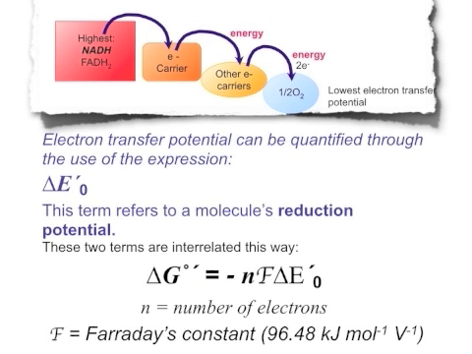And so what is electron transfer potential? Well, this is something that can be quantified through the use of the expression delta E prime sub zero. This refers to a molecule's reduction potential. And so we can relate reduction potential to the change in free energy under standard conditions at pH 7, because we are biochemists after all. And we come up with this particular equation, where n is the number of electrons and F is Faraday's constant, which is 96.48 kilojoules per mole per volt.